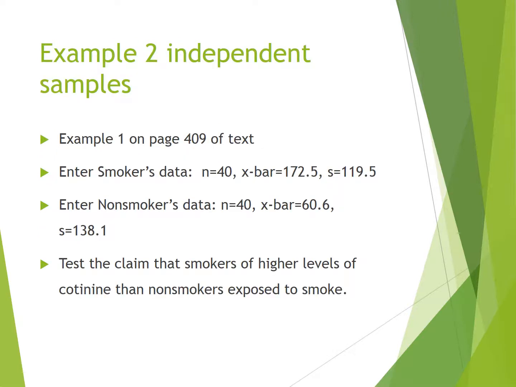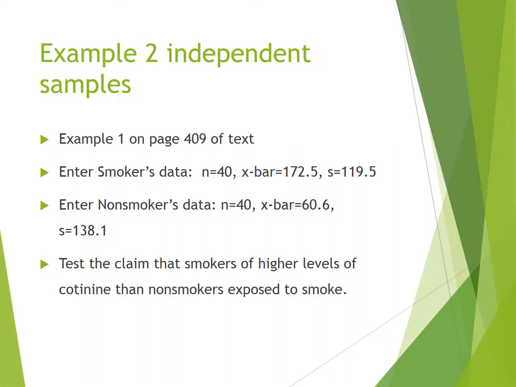So here's an example. The example is on page 409 of your text. So I'm going to enter in the smokers data. N is 40, X bar is 172.5, and the standard deviation for the smokers is 119.5. Then we're going to enter in the data for the non-smokers. N is again 40, X bar is 60.6, and the sample standard deviation is 138.1.